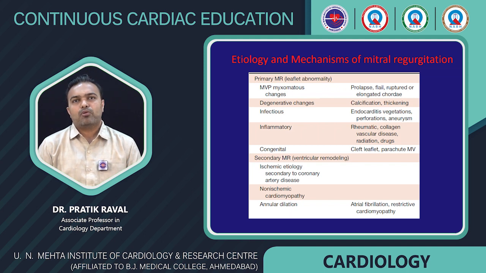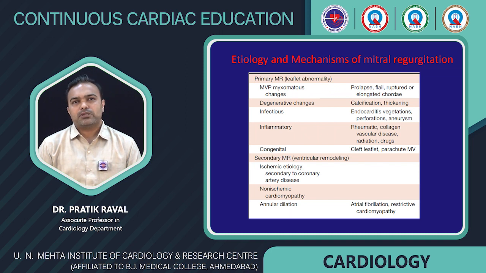Secondary MR results from ventricular remodeling either from ischemic or non-ischemic cardiomyopathy. Apart from cardiomyopathy, annular dilatation can also result in secondary MR, which is seen in patients with chronic atrial fibrillation and patients with restrictive cardiomyopathy. It is important to note that both the primary and secondary forms of MR can coexist in a particular patient.